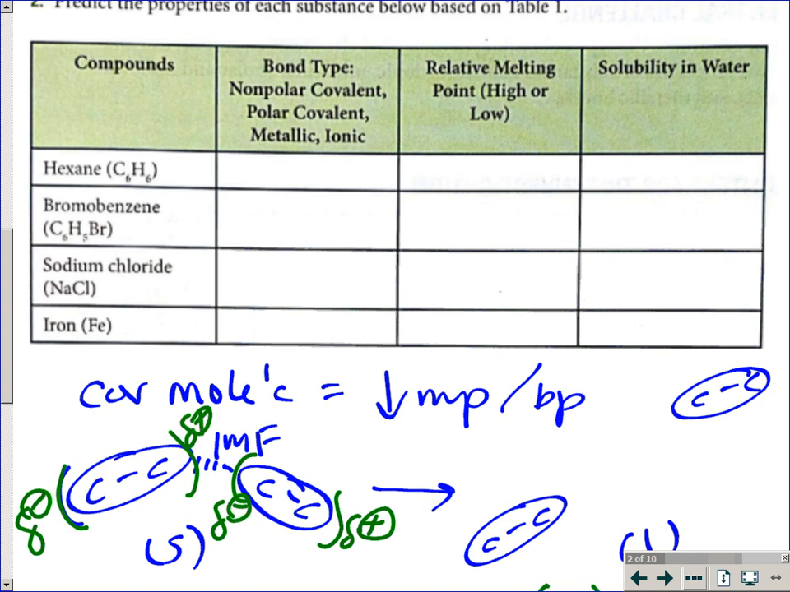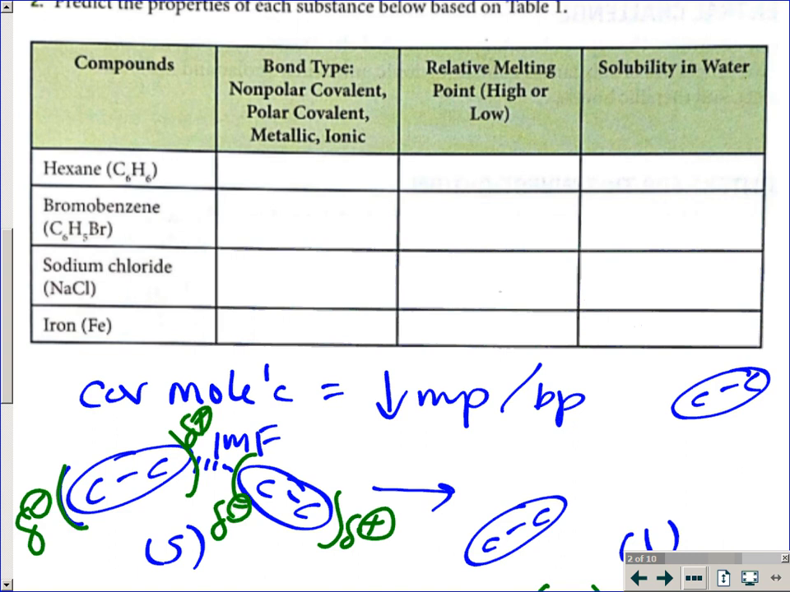So looking here, obviously covalent, polar or nonpolar. Why nonpolar? Balance. So you're saying equal distribution of electrons. So this is nonpolar. So you should be able to determine the characteristics about that. Relative melting point, high or low? Relatively low, very low attraction, very easy to overcome. Solubility in water? No. Okay. So bromobenzene, notice it's C6H5Br.